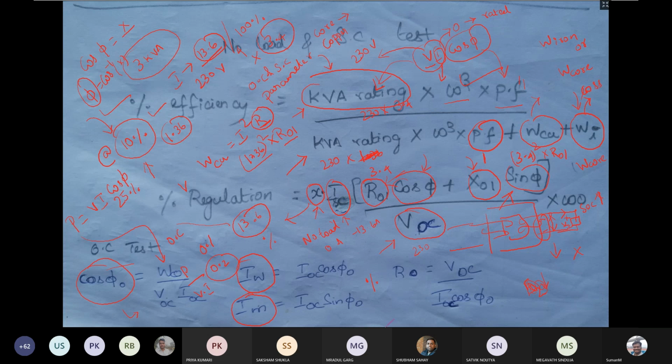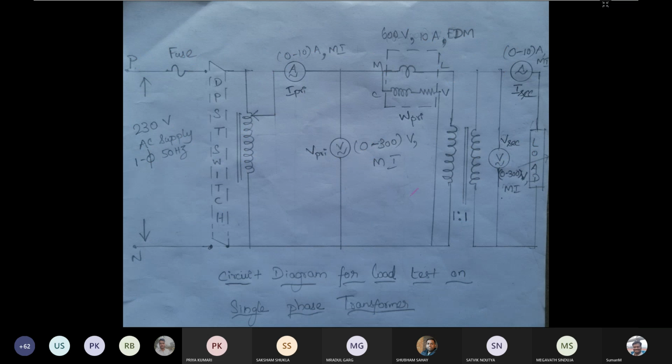So here also, without doing the load test, meaning physically we did not apply any load, we are able to find the voltage regulation, also the efficiency of the transformer, without doing the load test directly. That's why we are doing this open circuit test and short circuit test. And the next one is load test. In load test, the same thing we are going to do, but we are going to use load. If the transformer is rated for 1 megawatt, then we are going to apply 1 megawatt of load, and we are going to check the efficiency of the transformer.